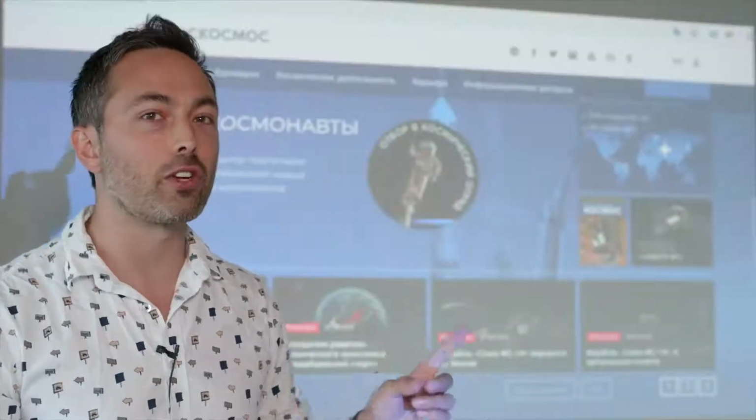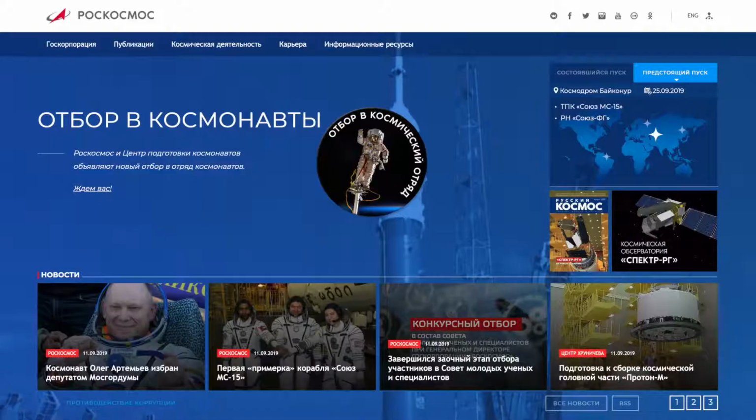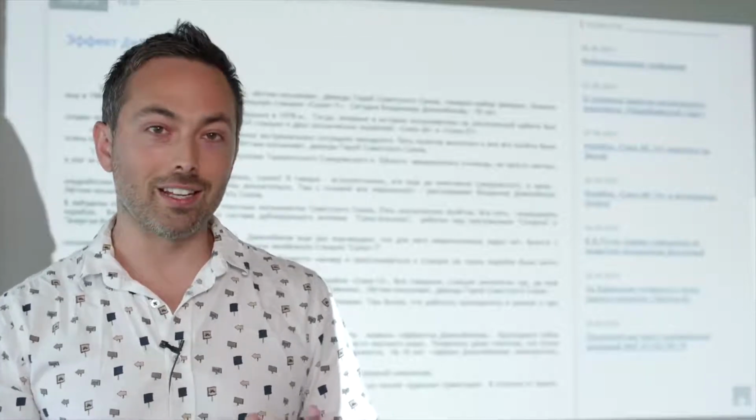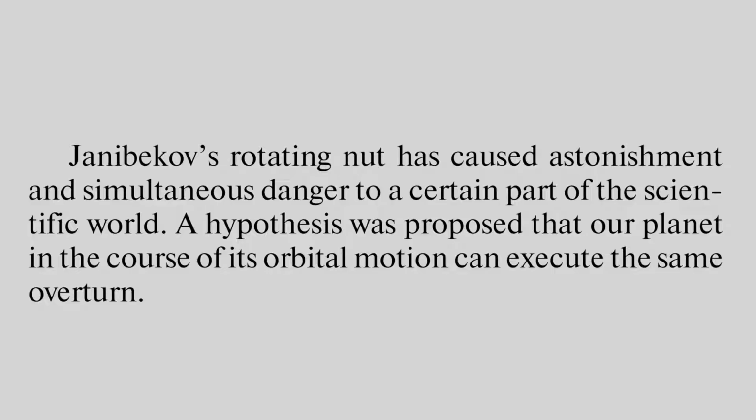Plus, on May 13th, 2012, the official site of the Russian Federal Space Agency, Roscosmos, posted an article in honor of Dzhanibekov's 70th birthday. And in it, they said, "The spinning nut of Dzhanibekov caused astonishment and simultaneous danger to a certain part of the scientific world. A hypothesis was proposed that our planet, in the course of its orbital motion, can execute the same overturn." So, how do we assess the validity of this hypothesis? I mean, is the Earth actually going to flip over?